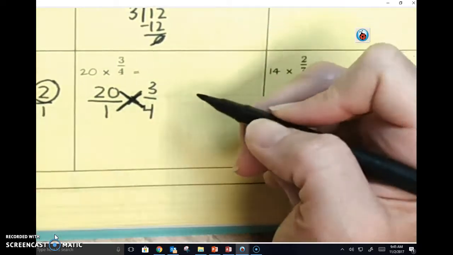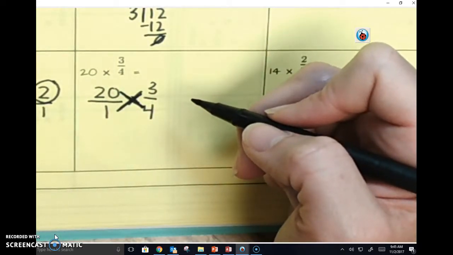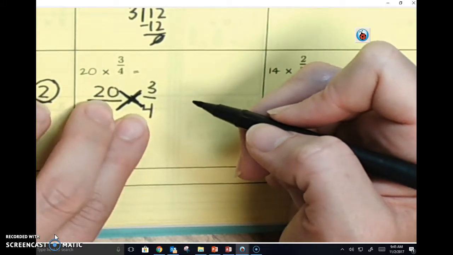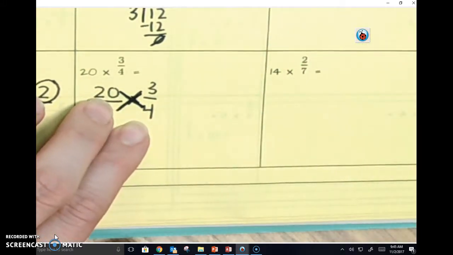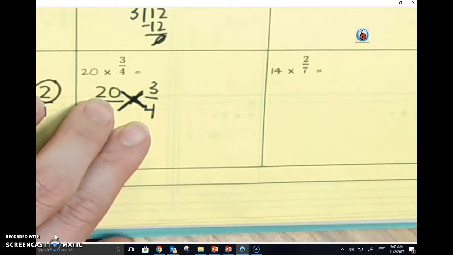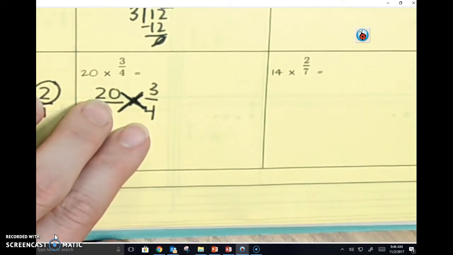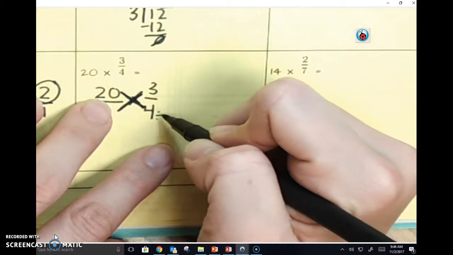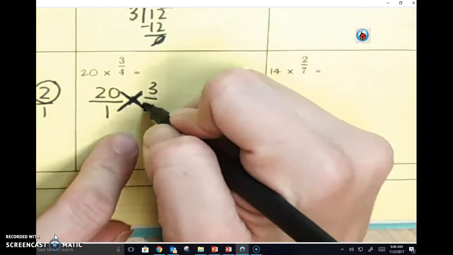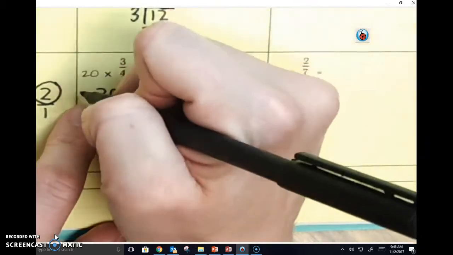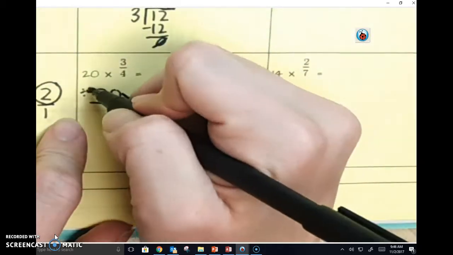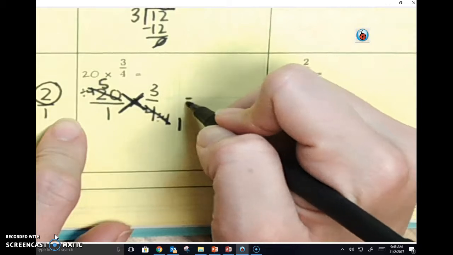3 and 1, there's nothing in common, right, besides the 1. So that doesn't matter. But 20 and 4, what's in common with the 20 and the 4, Nolan? 5. Yeah, 5 times 4 equals 20. But what's in common with both numbers? Carter? They can go into each other, right? What number can go into each of them? 4. So what we're going to do is we're going to simplify by 4. 4 divided by 4, we're going to cross that out, now that's 1. 20 divided by 4, we're going to cross it out and make it a 5. So your answer is 15.